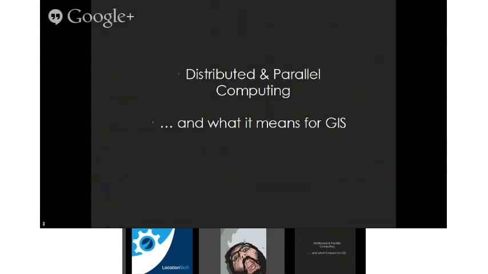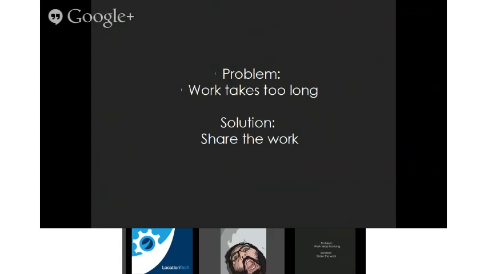So I just want to take a step back for a second and talk about distributed and parallel computing more generally and what the implications are for geospatial data in particular. The problem that we're trying to solve here with parallel and distributed processing is that there's some sort of computational work we want to do and it takes too long, right? We want to do it faster. And the general solution is that we're going to try and share the work either across machines or across cores in a single machine, but in some way share the work, do it at the same time so that it gets done more quickly.